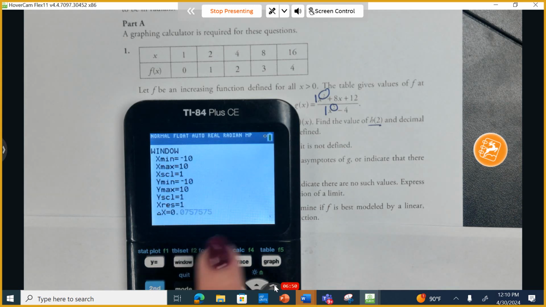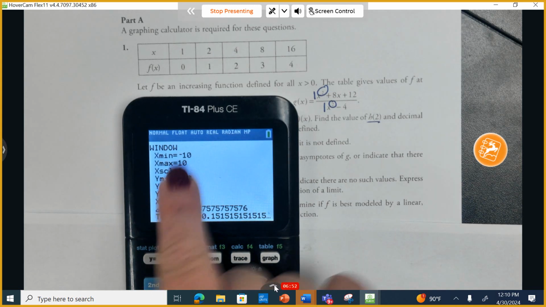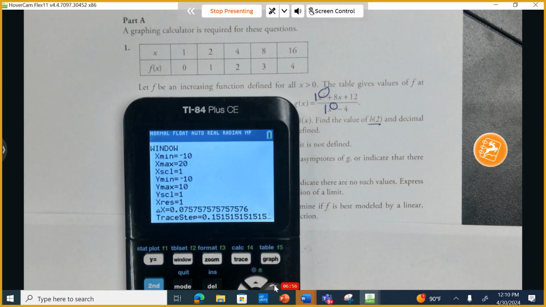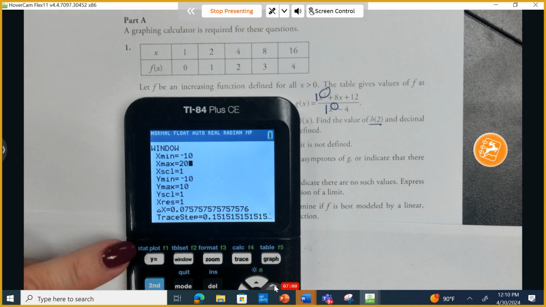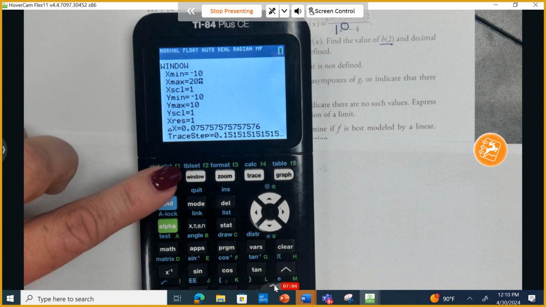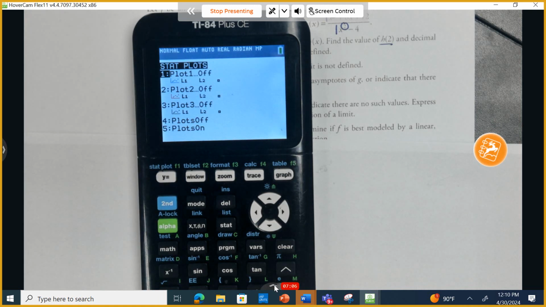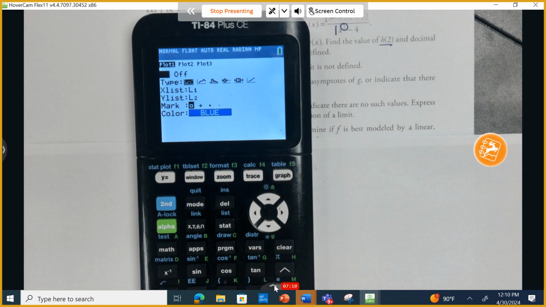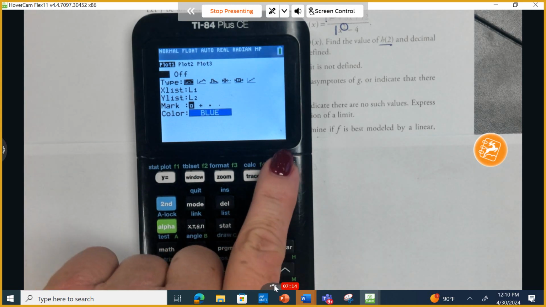Let's go to Window, and right now my x's are only going down to 10. I want to show at least out to 16, so let's go out to 20. How do we show just those points? We need to turn on the scatter plot. So we're going to go the blue key and then hit scatter plot, and right now it's off. You're going to have to hit it twice generally, maybe 3 times, until on is highlighted, and then let's graph it.